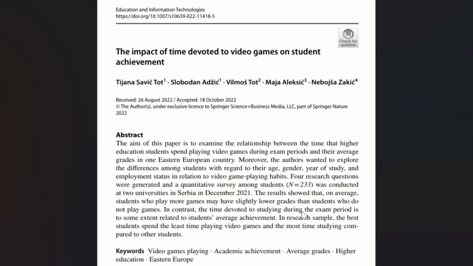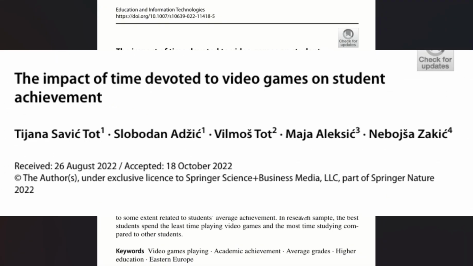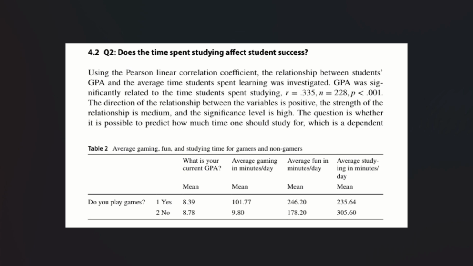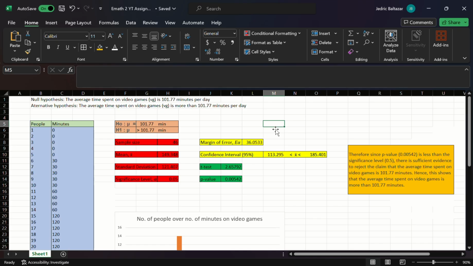My name is Jedrick Baltazar, and this is my Emath 2 YouTube assignment. So the piece of information that I'll be using today is actually an academic study conducted on the impact of time devoted to video games on student achievement. According to this study, the average gaming in minutes per day is 101.77 minutes. So that study claims that the average time spent on video games is 101.77 minutes per day.